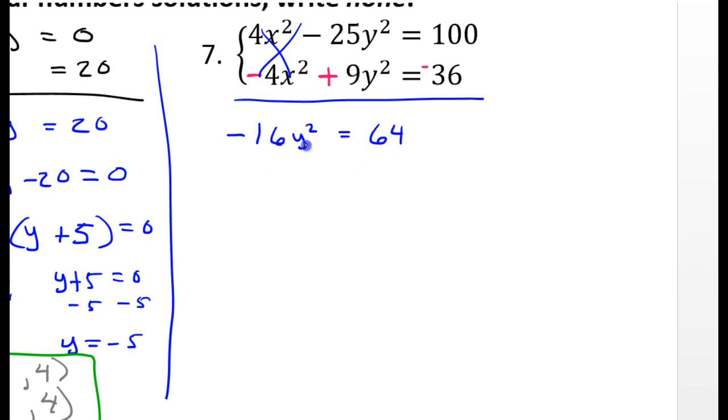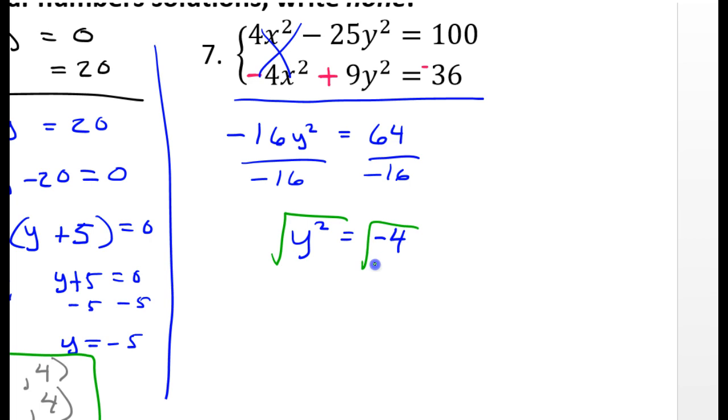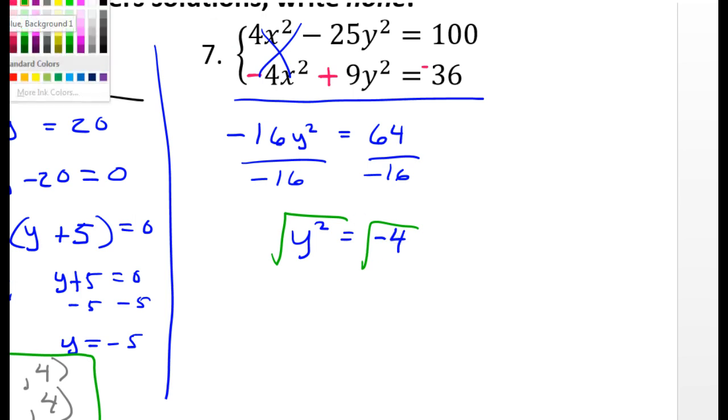Now if I divide both sides by negative 16, something magical happens. Alright, y squared equals, I'm pretty sure this is negative 4. Yeah, so you can't square something and have it equal a negative number. Nothing squared is negative. Or thinking of it another way, if I were to do one more step, the next step would be to take the square root of both sides. You can't take the square root of a negative number. You're just going to get an imaginary number. So that tells me that this system has no solution.